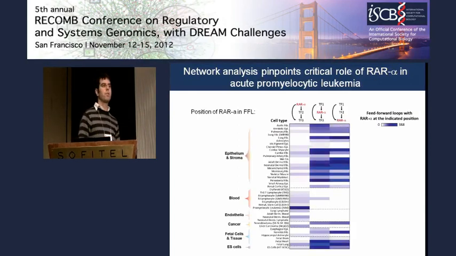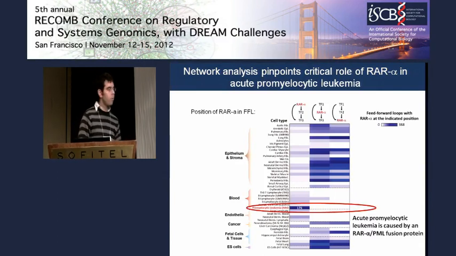If you do this across all 41 cell types, you can see that by and large, retinoic acid receptor is present within these passenger positions of the feed-forward loop. However, within blood and endothelial cells, you see this shift from being a passenger to a driver. And of note, in acute promyelocytic leukemia cells, you see it shifting to become a very strong driver of the network. Furthermore, I really want to highlight the fact that acute promyelocytic leukemia is driven by a retinoic acid receptor alpha translocation.